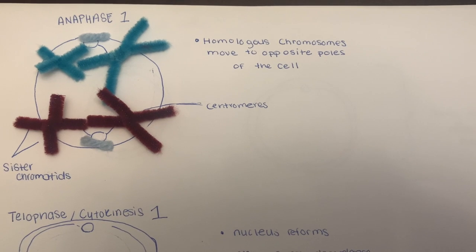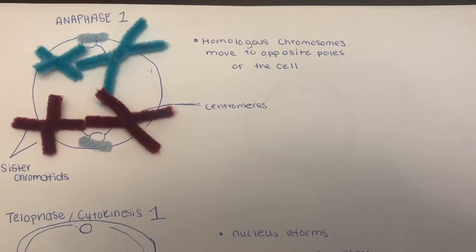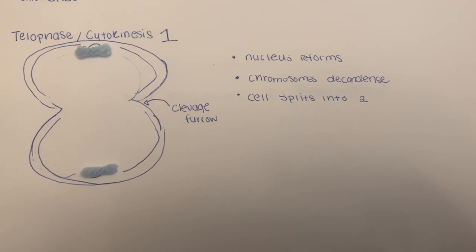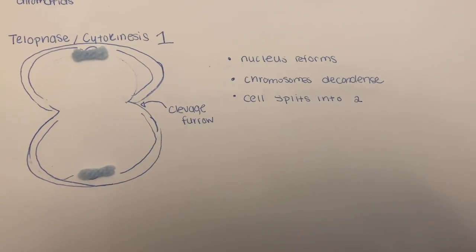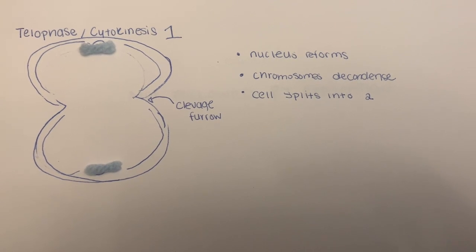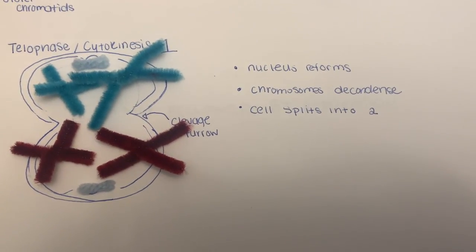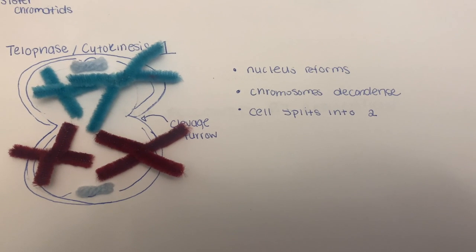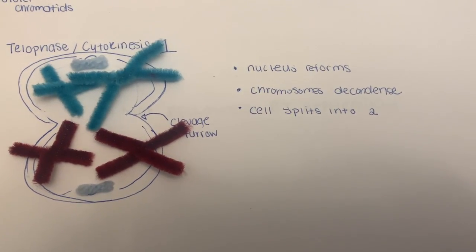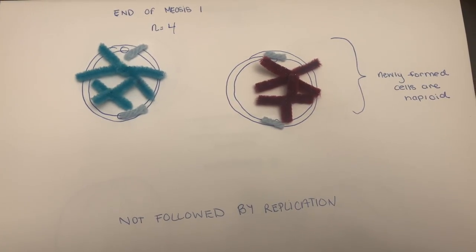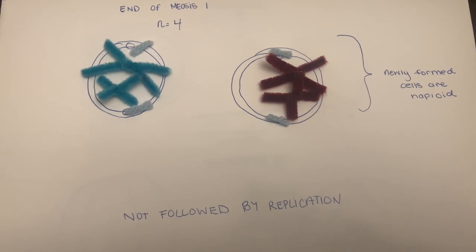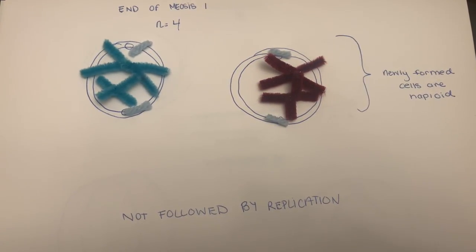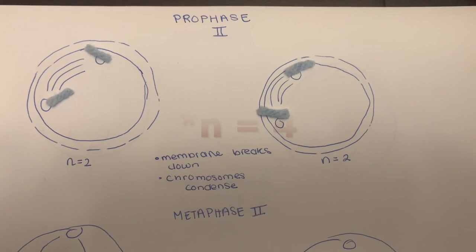In anaphase 1, the homologous chromosomes are pulled to opposite poles of the cell. Then in telophase and cytokinesis 1, which often occur at the same time, the nucleus reforms and the cell is then pinched into two at the cleavage furrow. Now the chromosomes do decondense sometimes, but often this step is skipped because another round of division is about to occur. The end of meiosis 1 results in two newly formed haploid daughter cells, each with 4 chromosomes. At the end of meiosis 1, the DNA does not replicate.